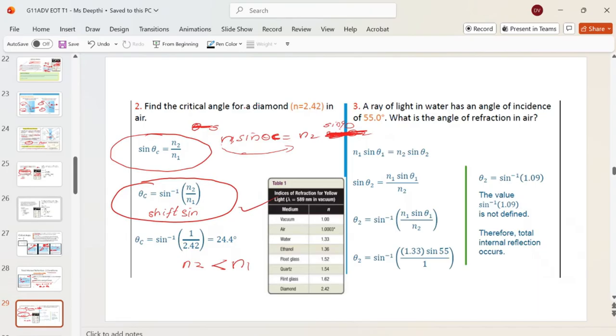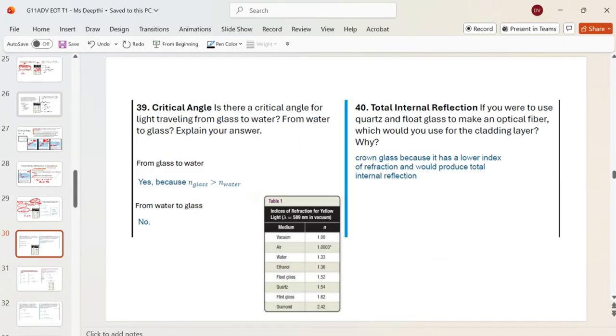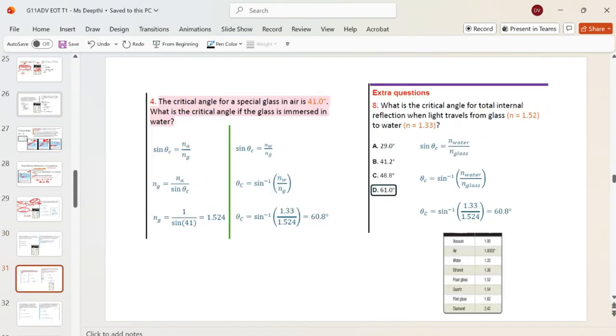You might be confused when there is diamond and air, which one you should take as N1 and N2, right? Light should go from diamond to air, from big N to small n. So N1 should always be the bigger value, okay? There's a mistake that everyone usually makes. So make sure when you use the theta C formula, if it's diamond and air, the diamond's N should be N1, okay? And the air should be N2. So this is how you have to solve the problems. Hope that's clear to you.